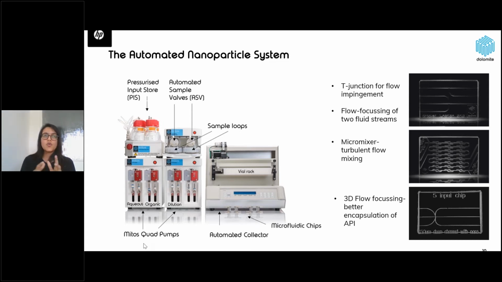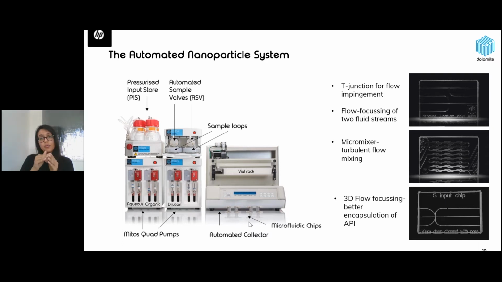When you're loading your cargo, your lipids in your solvent and your cargo in a buffer, for example, you would load them in what we call the sample loops, which is connected to our automated sample valve. And what happens here is the syringe pumps allow you to release small snippets, depending on how you set up your experiment, of your sample towards the microfluidic chips.